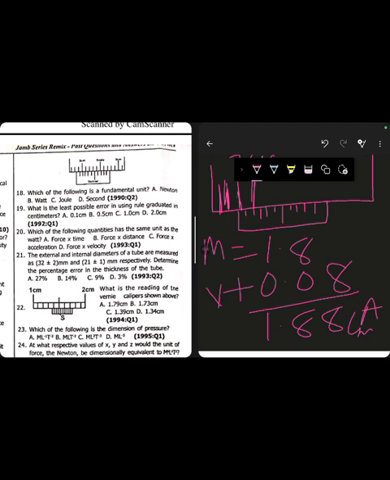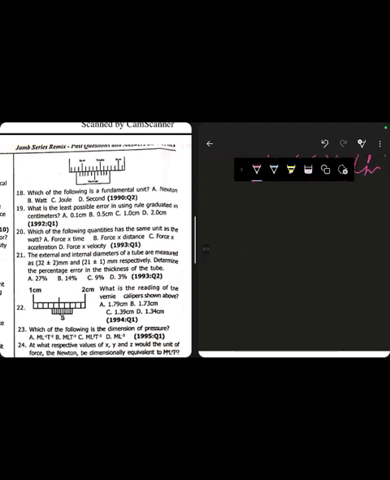So let's see. Question 18 says, which of the following is a fundamental unit? I think you can do that. That is your second. So we're not going to solve all. We're just going to take different types. Question 19 says, what is the least possible error in using a rule graduated, or you can say marked, in centimeters? So what is the least error that is permissible?